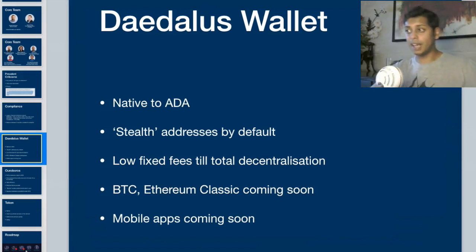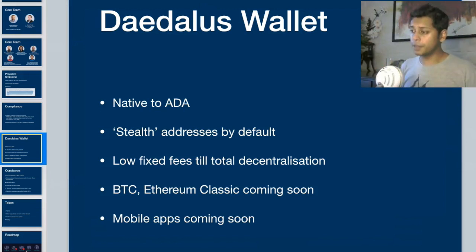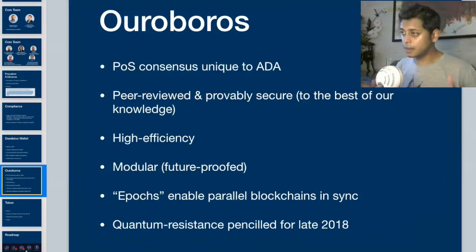So next up, let's have a look at one of the major focuses of their peer review, which is a provably secure proof of stake called Ouroboros. This is absolutely unique to Cardano, and like I said, it is peer reviewed and provably secured. I included "to the best of our knowledge" in the brackets because while a lot of research has gone into saying that this is definitely secure, it's difficult to say that right now because of cryptocurrency's state of infancy.